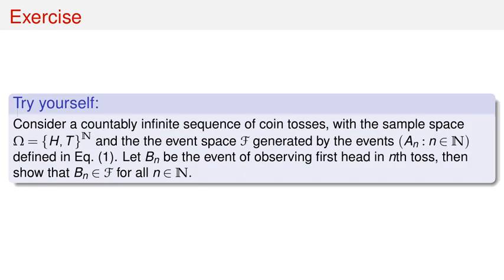Here's an exercise for you. Consider a countably infinite sequence of coin tosses with sample space Omega equals {H,T}^N, and the event space F generated by the events A_n as defined in equation 1, the event of at least one head in the first n tosses. Let B_n be the event of observing the first head on the n-th toss. Show that B_n is in F for all n in N.